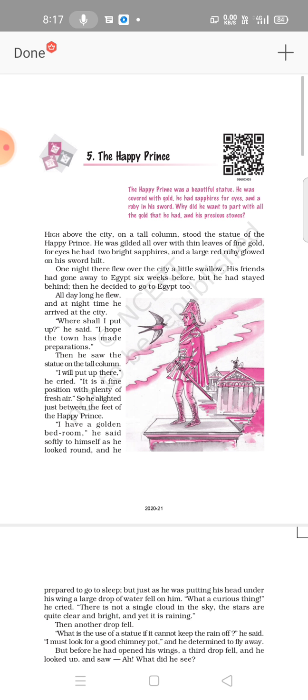These lines are very important. The happy prince was a beautiful statue. He was covered with gold. He had sapphires for eyes and a ruby in his sword. Why did he want to part with all the gold that he had and his precious stones?